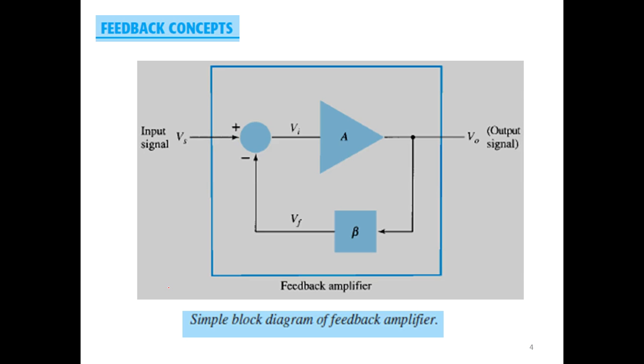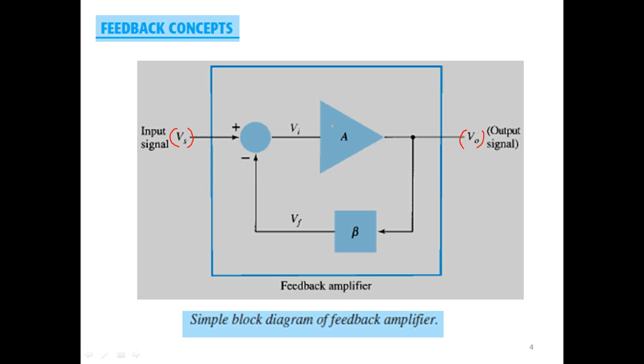All right, so moving next, let us try to understand the same thing, feedback concepts, with respect to a simple block diagram. So what all parameters are present? Let us just try to look at these things. At the left hand side we have the original input signal Vs. Vs is the input signal. Then V0 is the output signal.